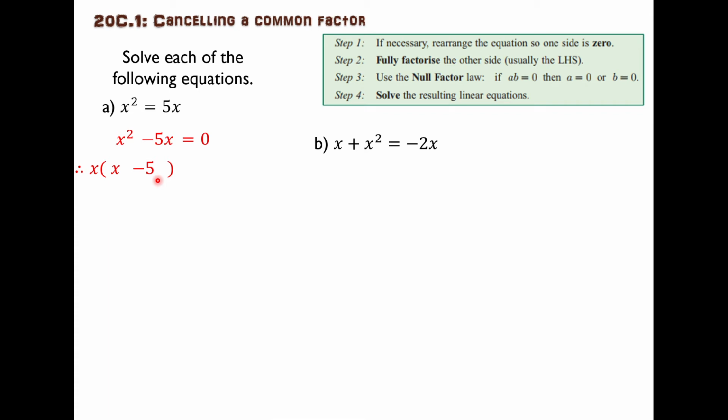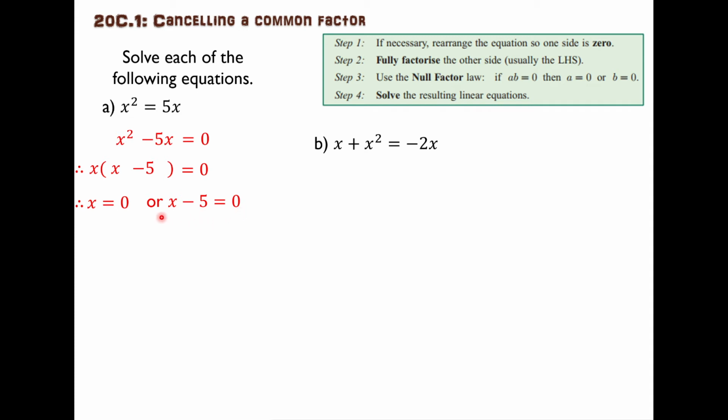If you're not sure about this, if this is confusing to you, then please go back and look over factorizing, taking out a common factor. Because you kind of need to know how to take out a common factor before using that to solve equations. And so that equals 0. Okay, therefore, well, I've got two things multiplied together. One reason that we factorize this is so now either x is 0 or x take 5 is 0. We can use the null factor law. We've got two things multiplied together where the answer is 0. So let's say that either x is 0 or x minus 5 is 0.